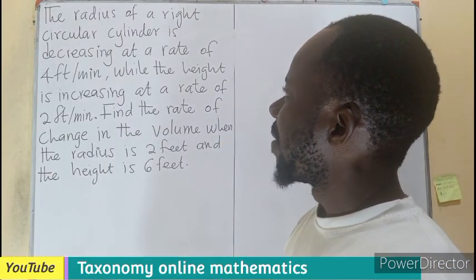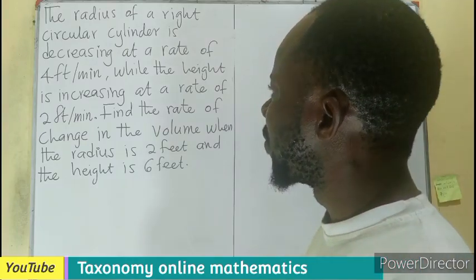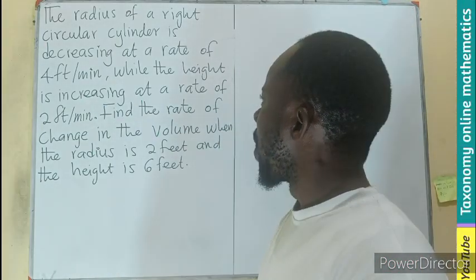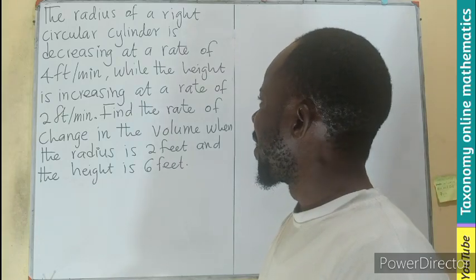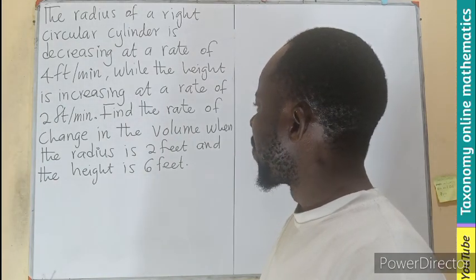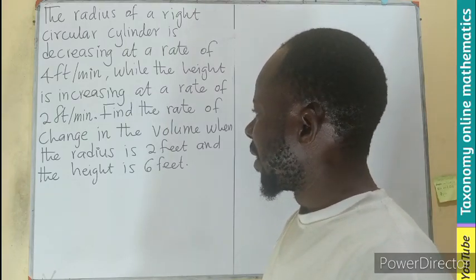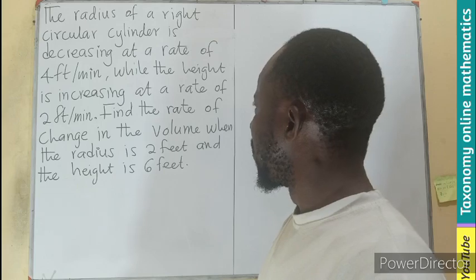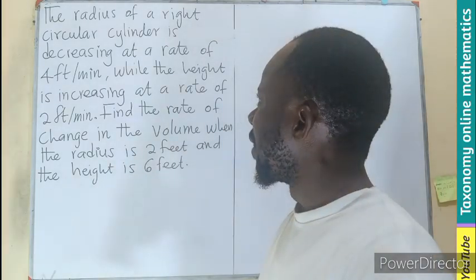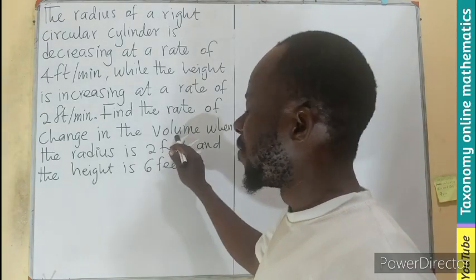The radius of a right circular cylinder is decreasing at a rate of 4 feet per minute, while the height is increasing at a rate of 2 feet per minute. We have to find the rate of change in the volume when the radius is 2 feet and the height is 6 feet. What are we finding? The rate of change in volume.